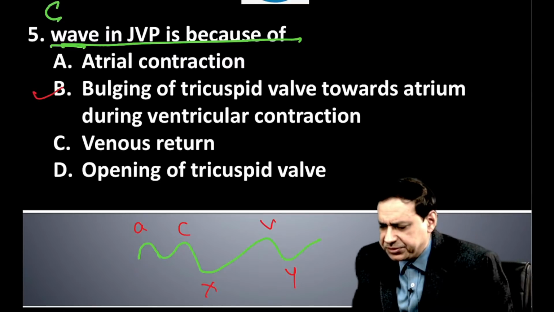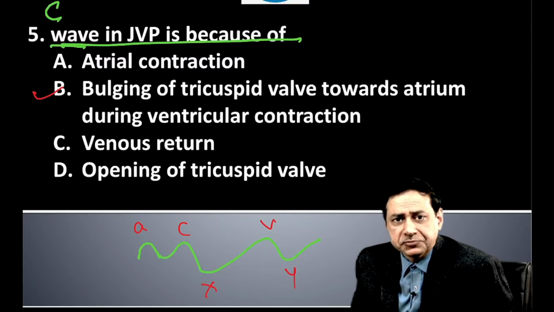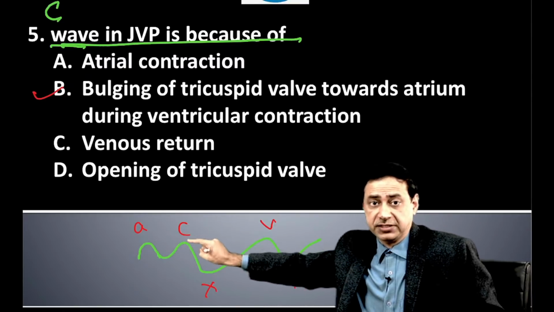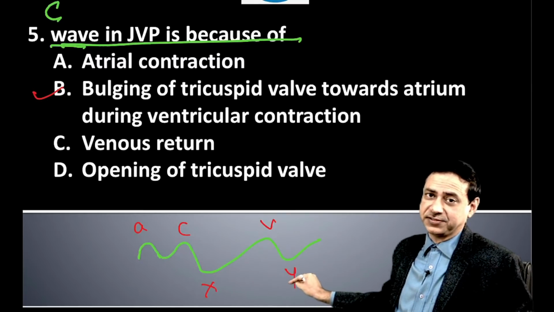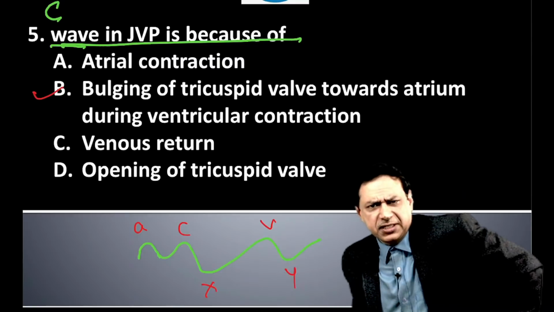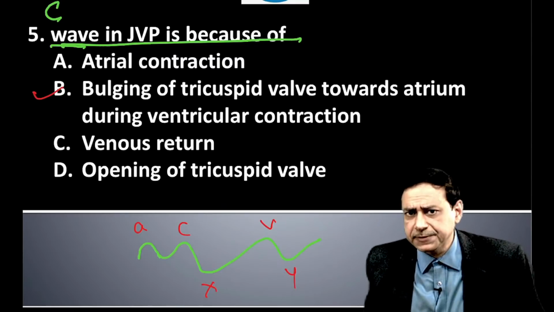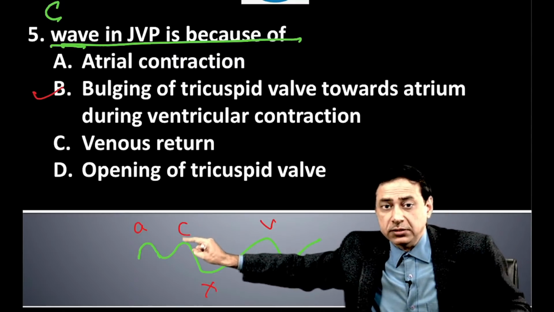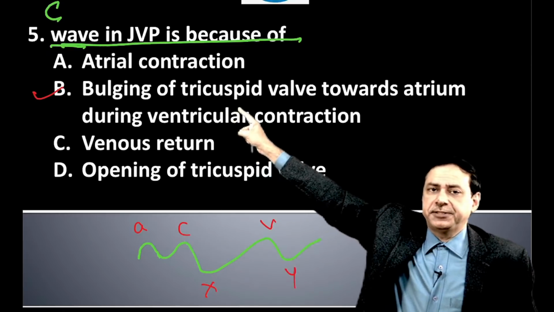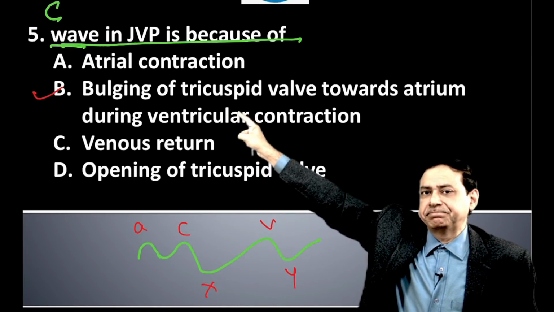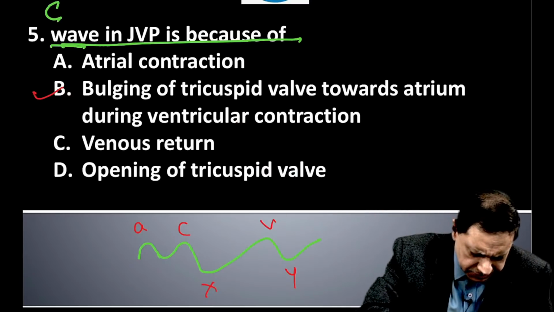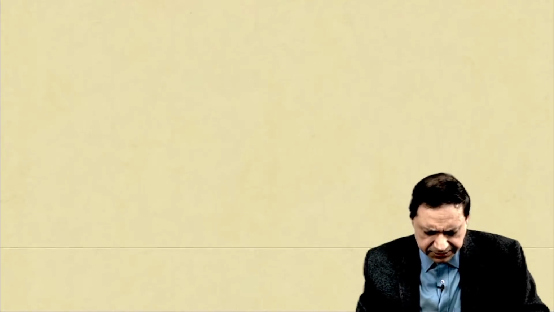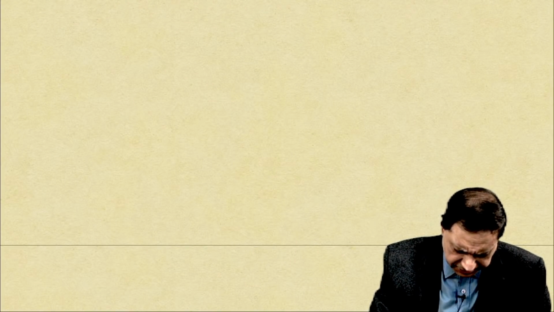B is the answer. What is the cause of this? What is the cause of this? What is the cause of this? And what is the cause of this? Very commonly asked question. Even last year such type of question was asked. So this is because of what? This is the explanation. I have explained this in detail in my classes. Very conceptual thing. I'll explain it again.